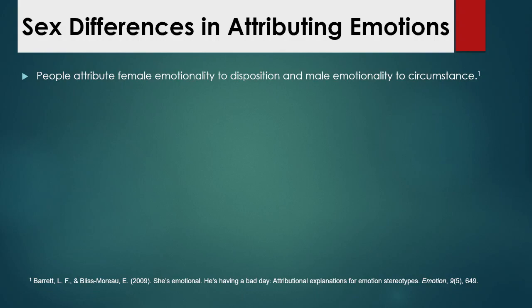All right. The last study that I wanted to describe for you, to make my case that there are sex differences in emotion processing, is about how we explain other people's emotions. We call that attribution, right? How do we attribute emotions in others? People tend to attribute female displays of emotion, or emotionality, to their disposition, and male emotionality to their circumstances. So they're much more likely to say, she's acting emotional because women are emotional, and he's acting emotional because something must have happened to trigger it.